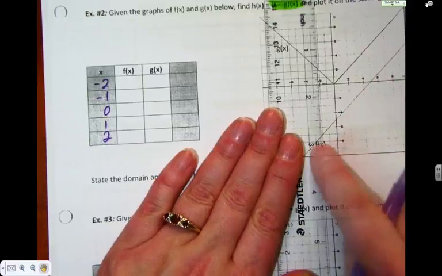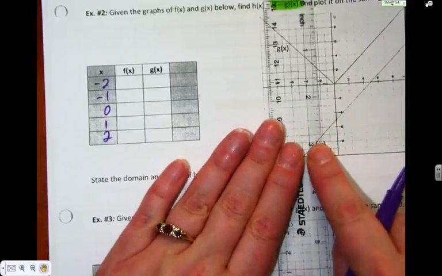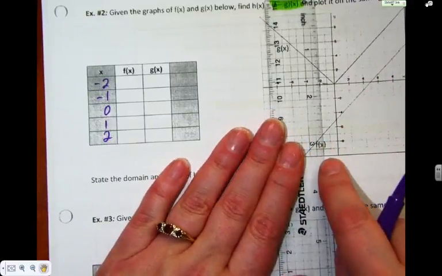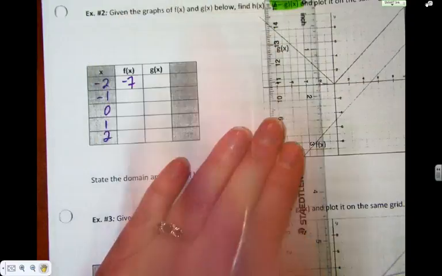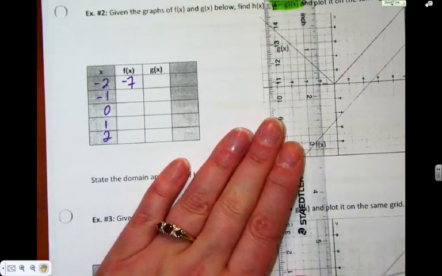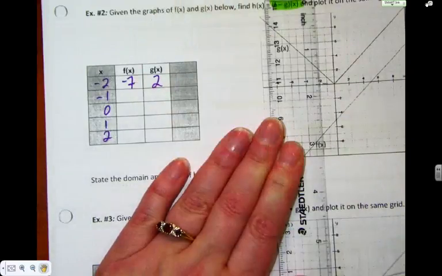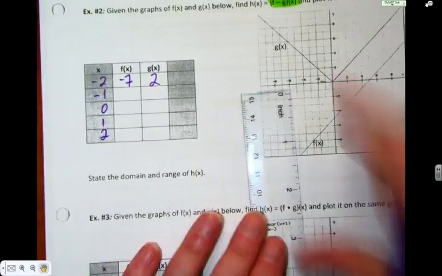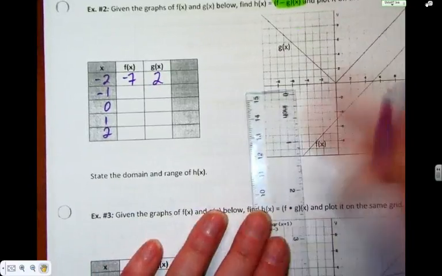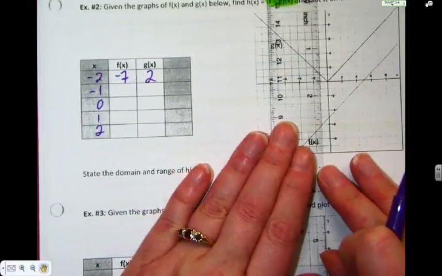So f is the line, so give me the y value at -2 for the line. Offer of -7. Now look up at the absolute value. Give me the y value of g of x. Offer of 2. Confirm? Confirm? Okay. Just make sure you're really watching which one is f of x and which one is g of x. Same thing at -1.